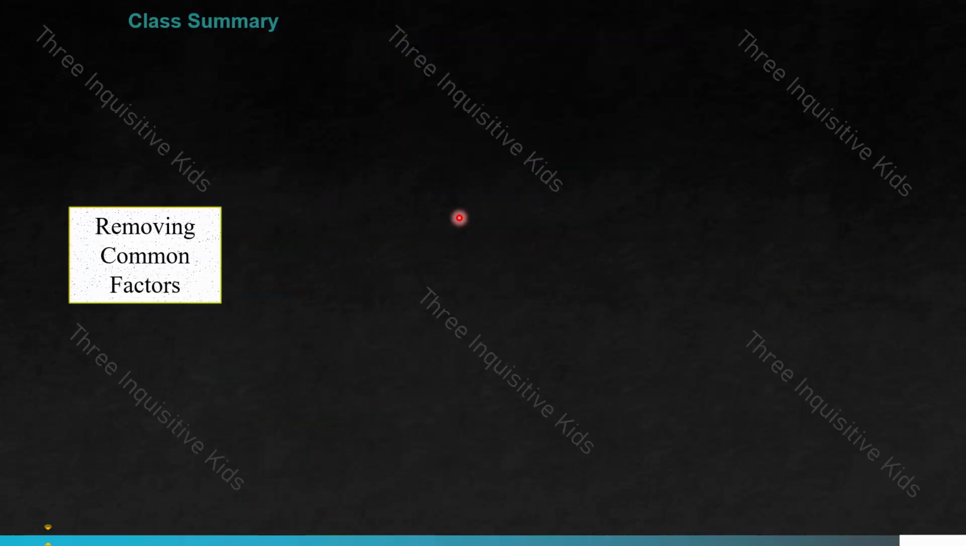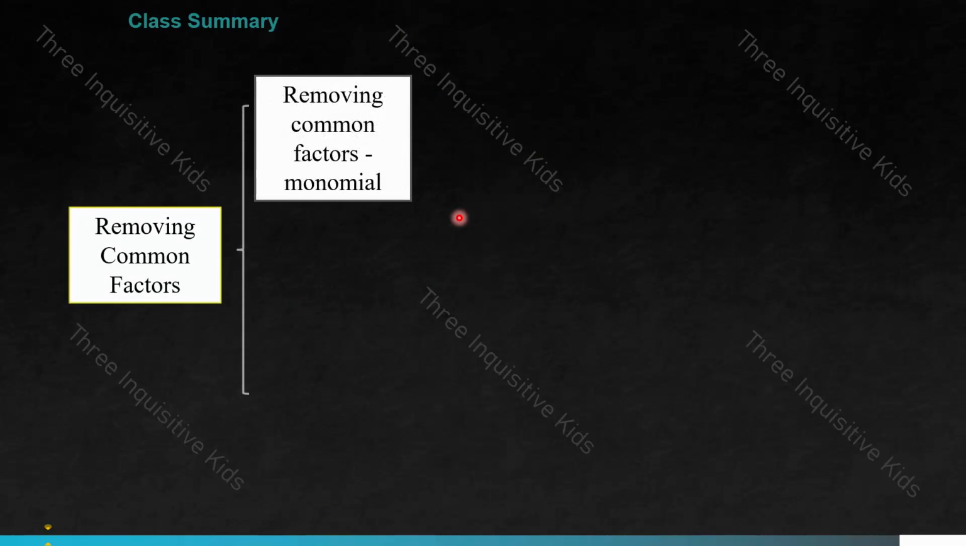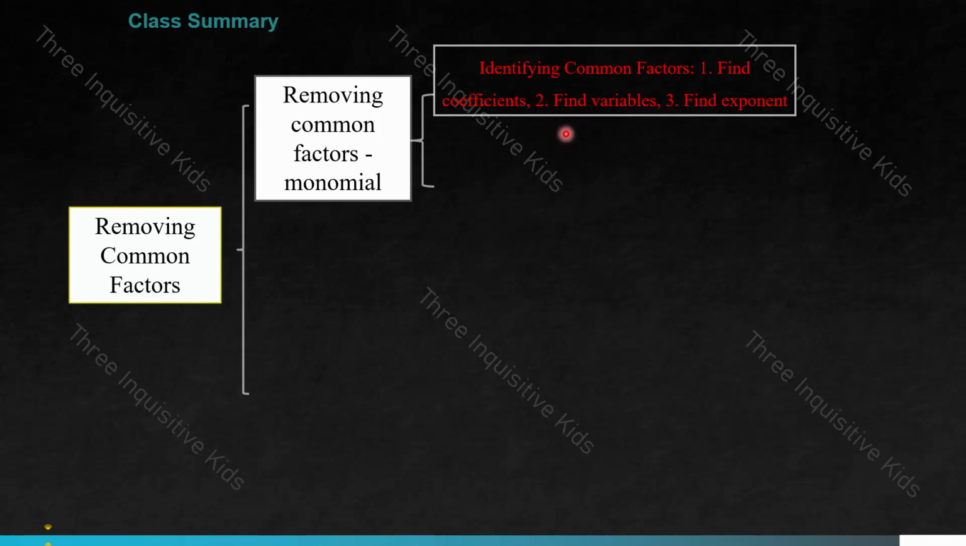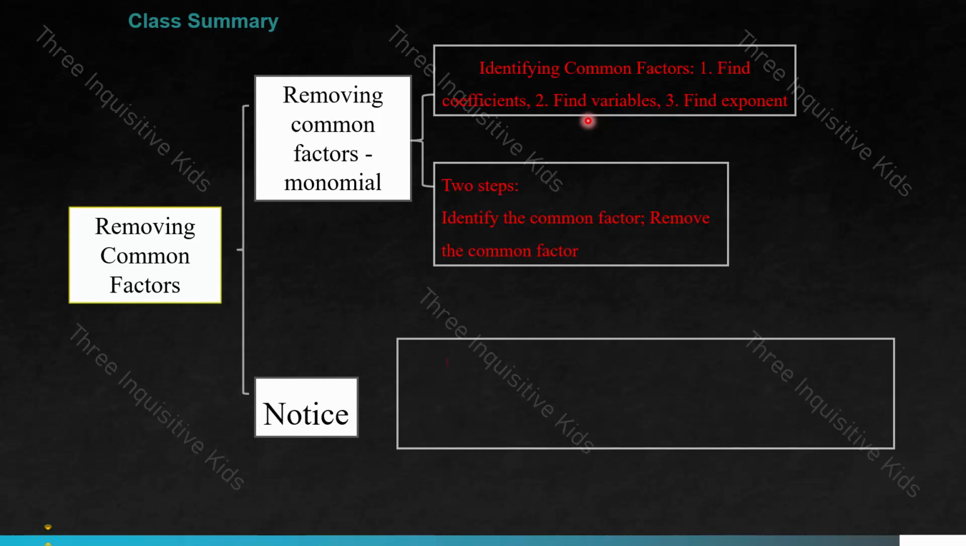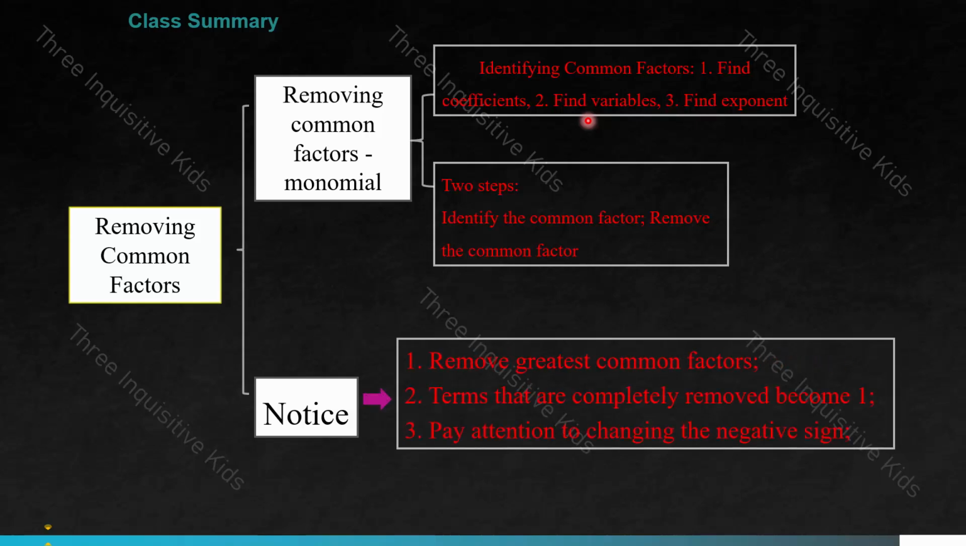Class summary. Today we removed common factors, and we first removed common factors that are monomials. In the next video, it will be about polynomials. So we learned about identifying common factors and the 2 steps to removing common factors. And we also went over some common mistakes that can happen. First, we have to remember to remove the greatest possible common factors. Second, when you think that a term is completely removed, it becomes 1. And third, we need to pay attention to changing the negative sign.